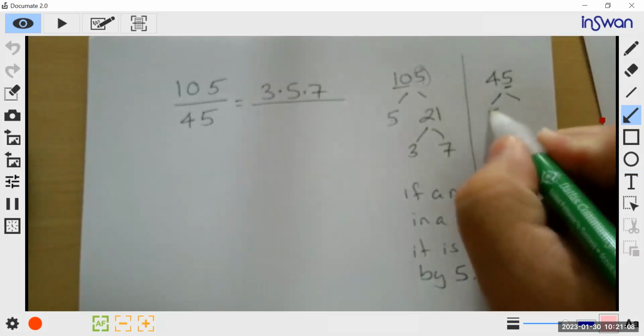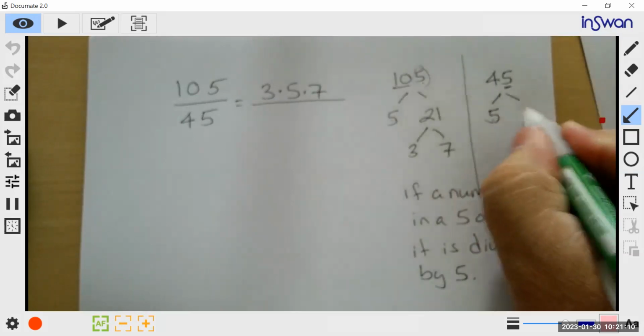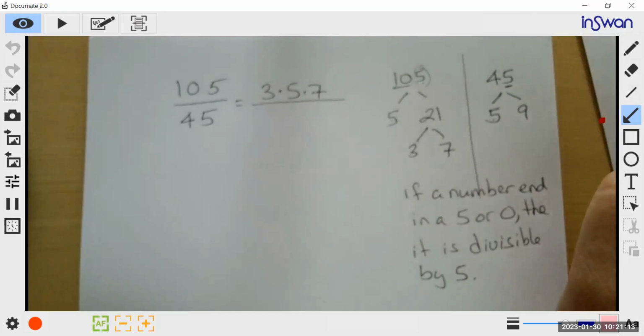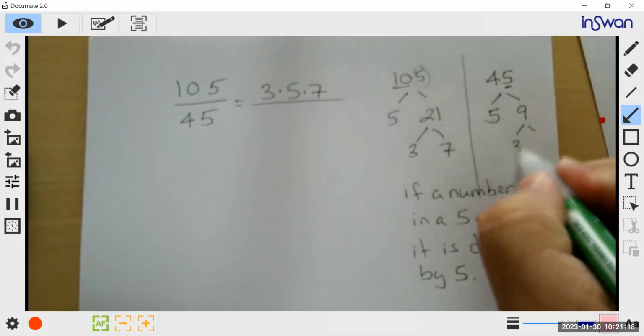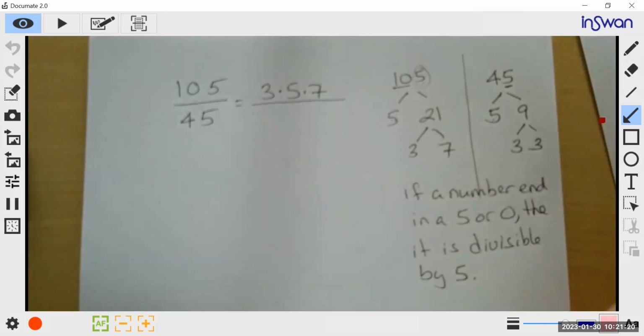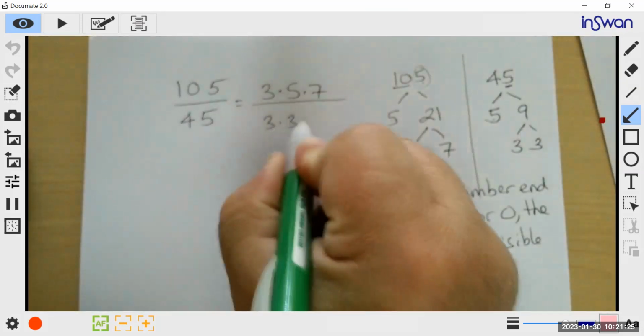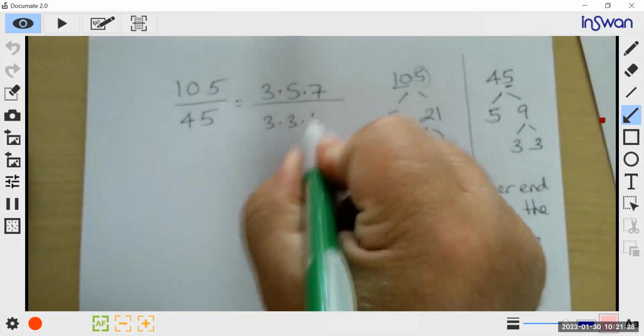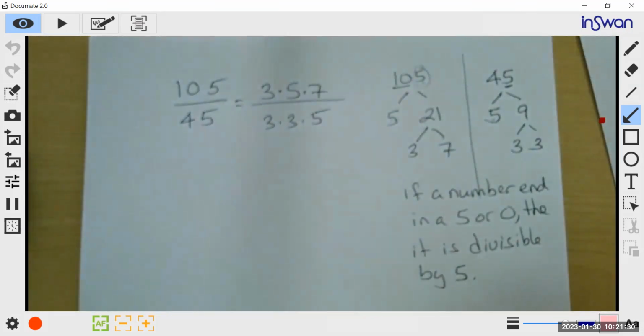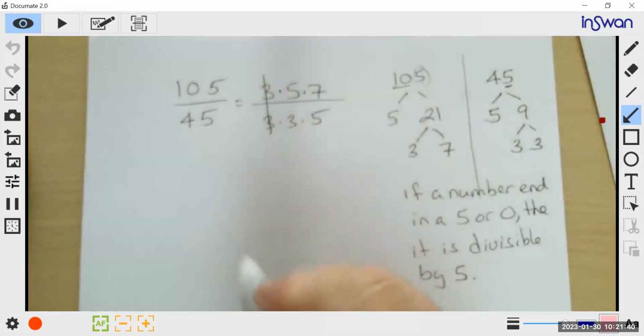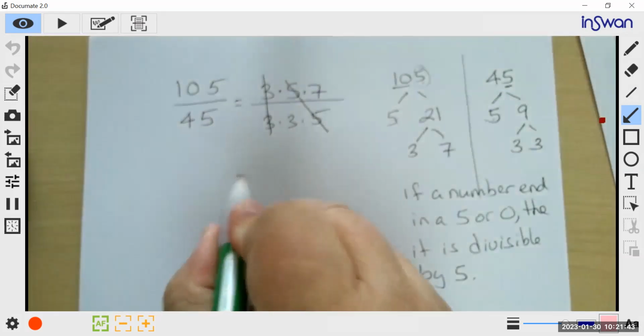Ends in a 5, so I know 5 goes in there. 5 goes into 45 9 times. 9 is made up of 3 times 3. So the numbers are 3 times 3 times 5. Once I prime factorize it, now I can cancel. These threes cancel, these fives cancel.